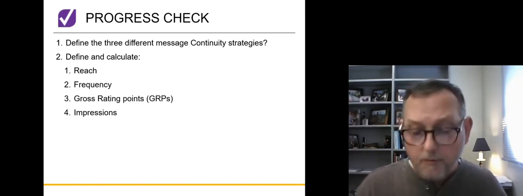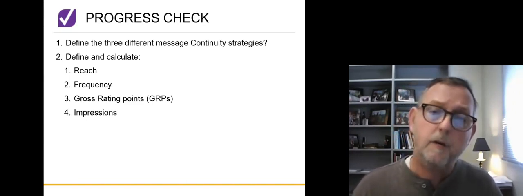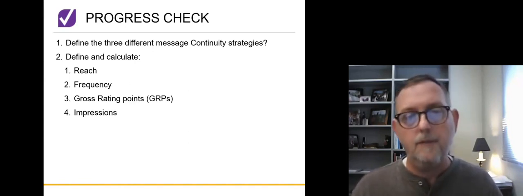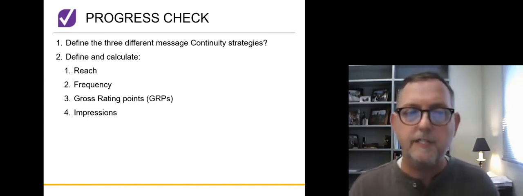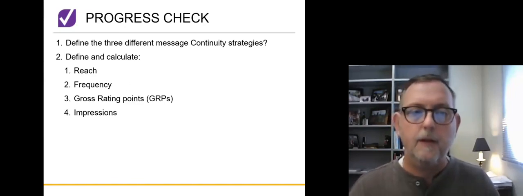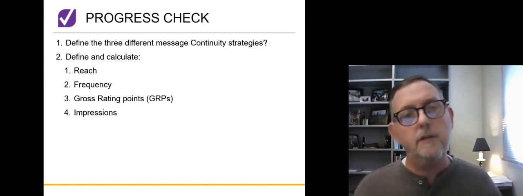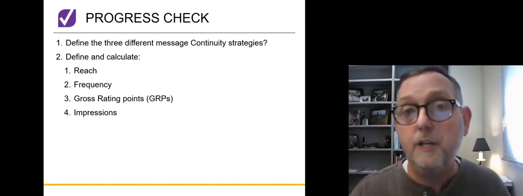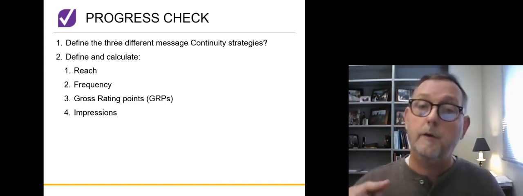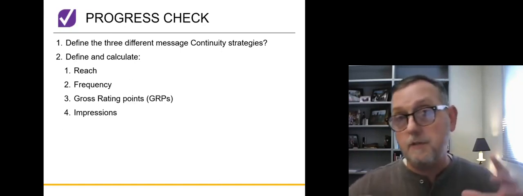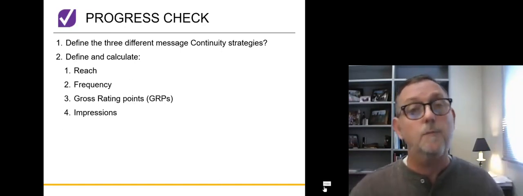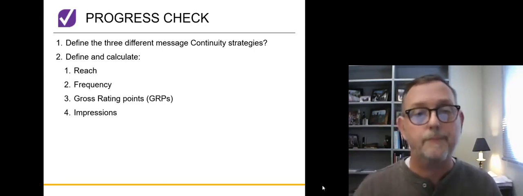Okay, so as you're moving forward, think about budgeting. Think about this idea of reach and frequency, the combining of reach and frequency to form a gross rating point. This concept of impressions, but then also throw in the three types of continuity that we're looking at, whether it's a continuous schedule, a flighting schedule, or a pulsing schedule.